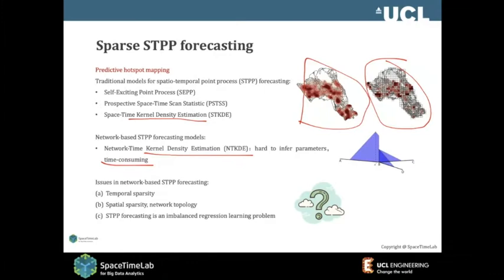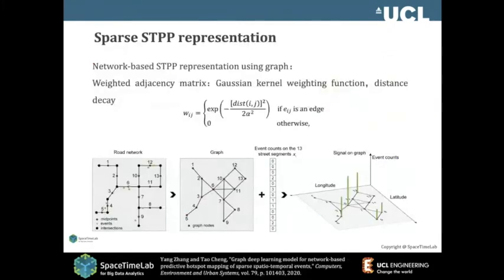So what's the challenge for that? They're not only sparse in time, they're also sparse in space, right? There is a lot happening everywhere. And also how we can take the network topology into account. And also in terms of forecasting, we call it imbalanced regression. So how do we do that?